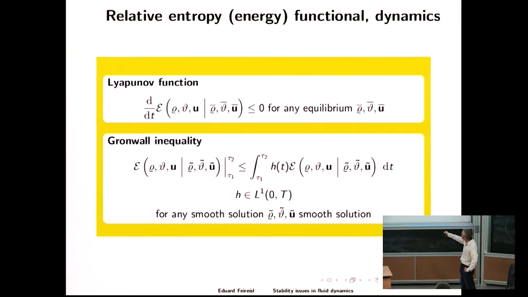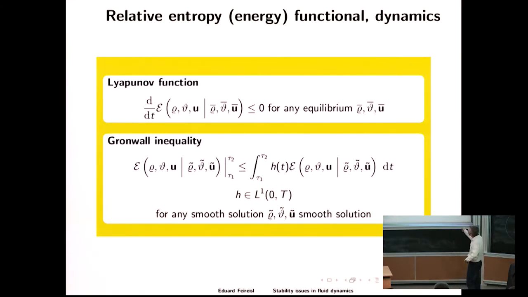If you have a strong solution of the problem which starts with the same initial data, then we know from the previous property that if you take tau1 to be the initial time, then this quantity is 0. Then you can use Gronwall's lemma in order to conclude that these two solutions will coincide also in the future. So these are the basic properties of the relative entropy.